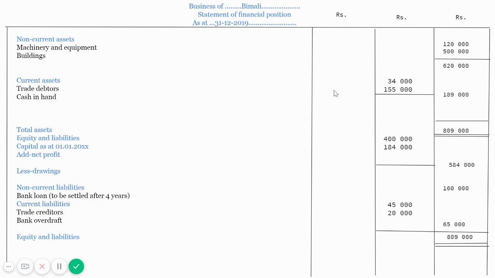the last date of Bimali's business. So this 584,000 will be the capital as at 31st December.